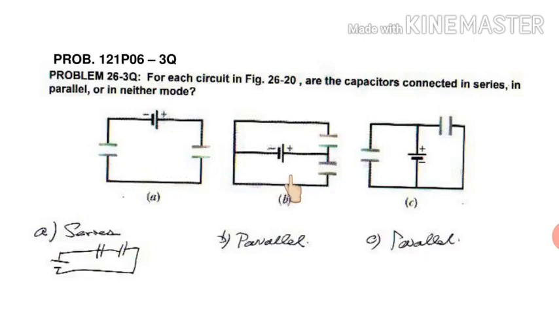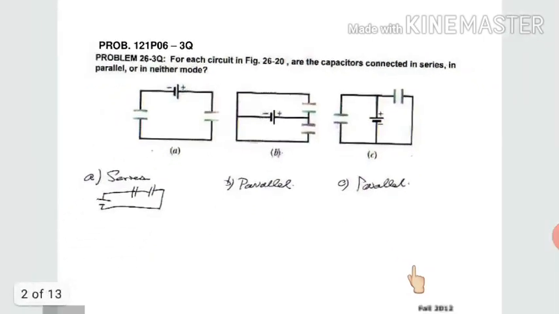Now in second circuit diagram, we can easily see that this capacitor is connected here and this capacitor is connected here across these 2 points. It means they have same potential, and if they have same potential, we can say they have parallel combination. Now in the third circuit diagram, this capacitor is connected across these 2 points and this capacitor is also connected across these 2 points. So again, they too have parallel combination. I think the question is clear and the question was very easy.